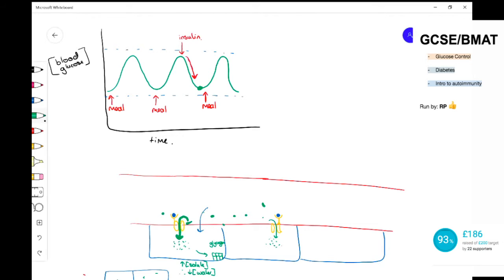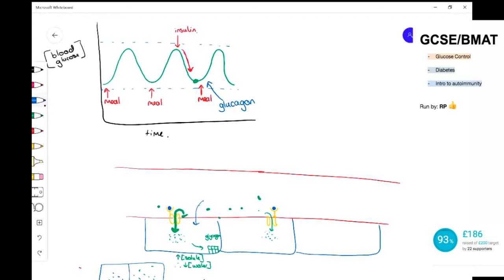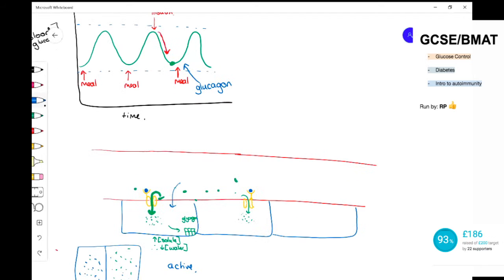So that's where this hormone called glucagon comes in. And I do appreciate they are very badly named because they all sound the same. So what glucagon does is basically the exact opposite of what we've just said here. So instead of glucose going into the cell and turning into glycogen, glucagon causes the glycogen to turn into glucose and leave the cell. So I'll just write it. Causes glycogen into glucose and then out of the cell.